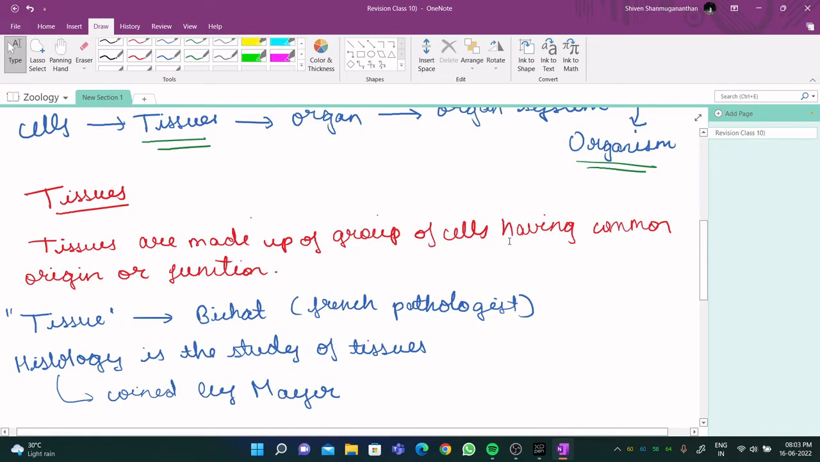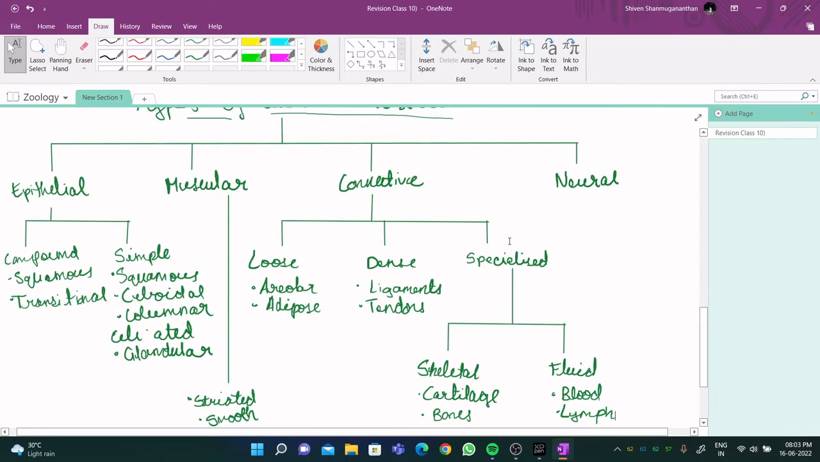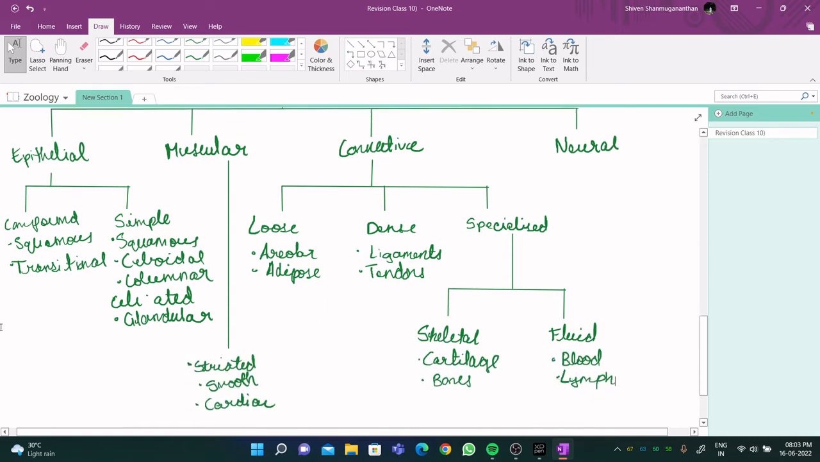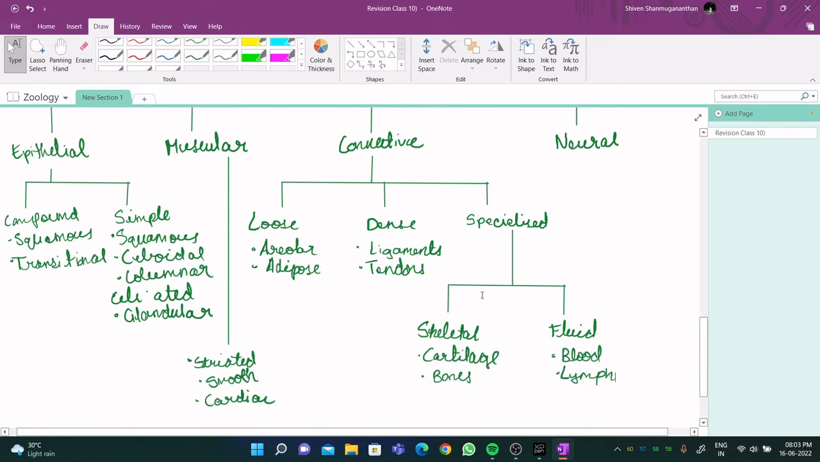Okay, now we will move on to the different types of animal tissues. Animal tissues are generally categorized into four types. We have the epithelial, the muscular, the connective, and the neural. Now, the epithelial tissue is further divided into two different types. We have simple epithelial tissue and compound epithelial tissue. The simple epithelial tissue is single layered, and the compound epithelial tissue has multiple layers.